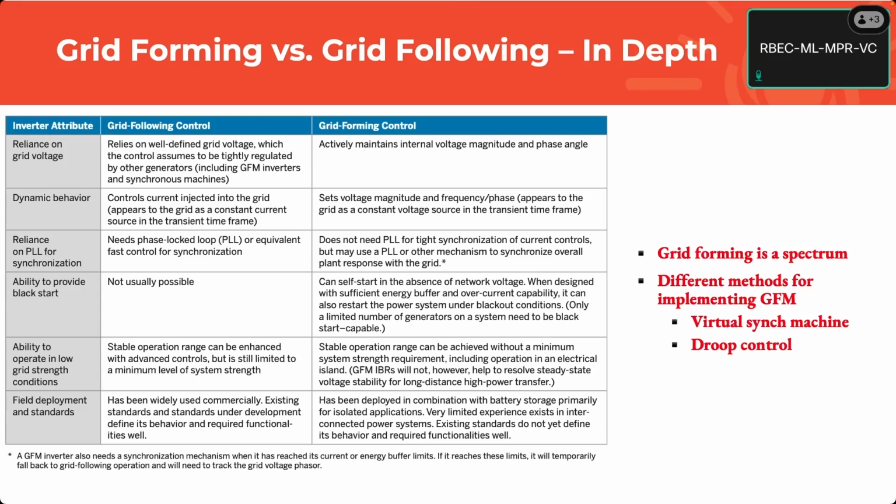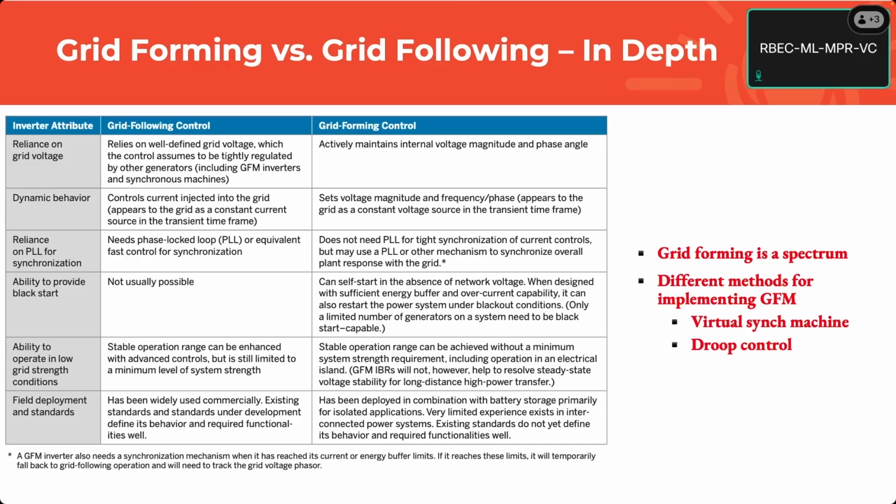I should have put a box around black start, but grid following probably can't be used for black start. And while grid forming can, I don't know if they should, because that's my opinion, right? They can self-start, like a grid forming battery energy storage can help crank the path in black start, but I don't know if that's something anyone's going to actually put into their procedures anytime soon. But they could be involved if necessary. So that's a big difference between those two.